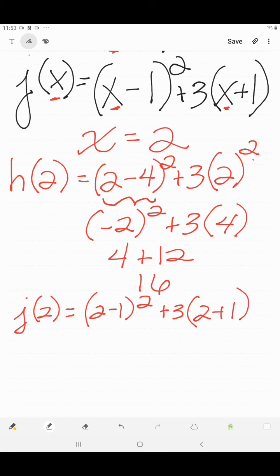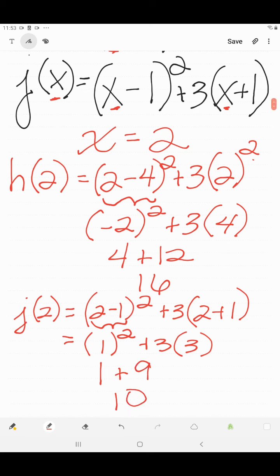Let's go ahead and simplify this. 2 minus 1 is simply positive 1 squared plus 3. 2 plus 1 is 3. Okay. Here we have 1 squared, which is 1 times 1, which is just 1, plus 3 times 3, which is 9. And then our final value is 10.